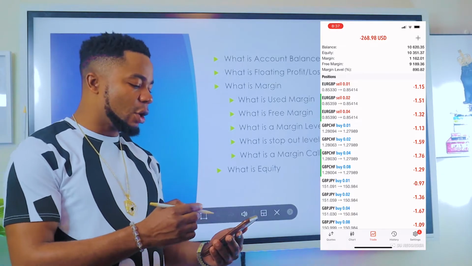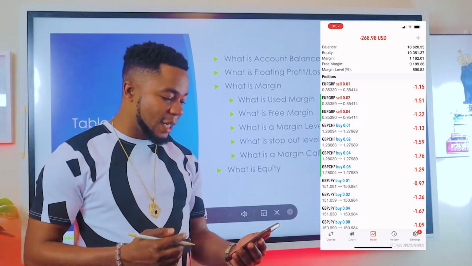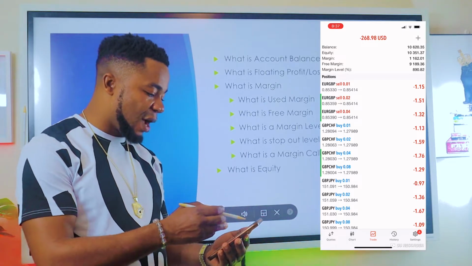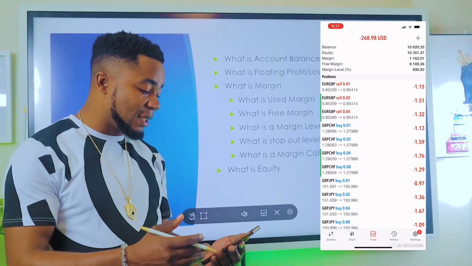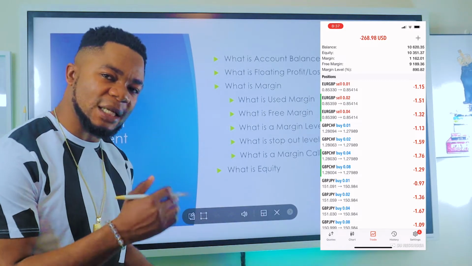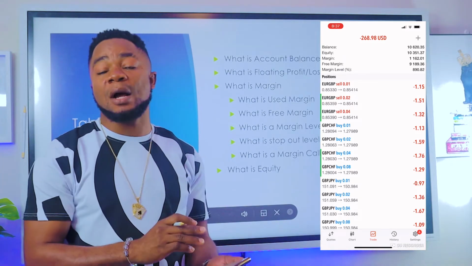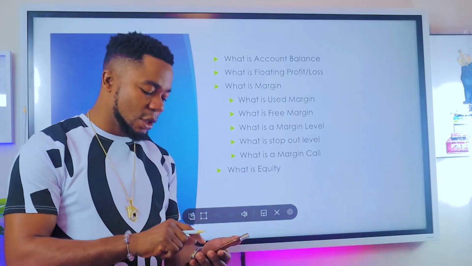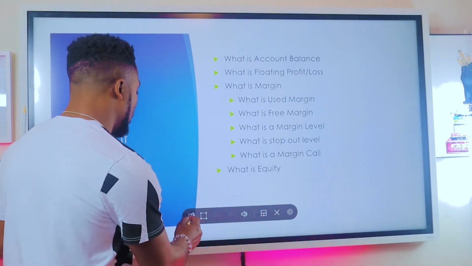running. So on my screen there are a lot of things, like you have the balance here, you have the equity, you have the margin, you have the free margin, you have the margin level, you have floating capital, and all these things. You have to be able to understand these things. If not, your ignorance can actually cause you to blow your accounts at some point in time. So let me explain that to you.